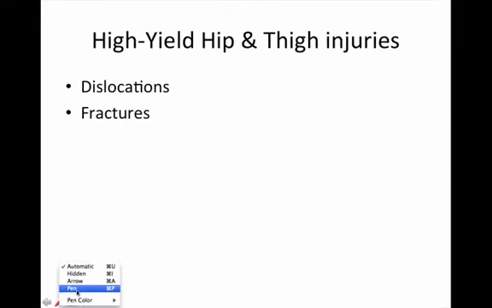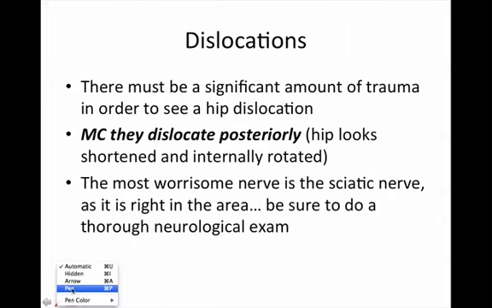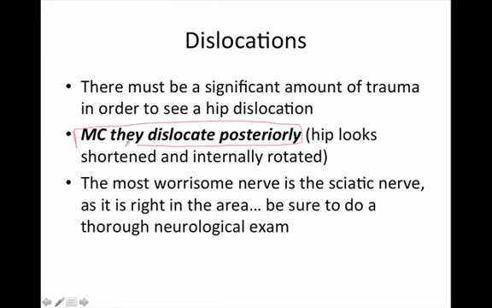Okay, next up is hip and thigh injuries. So what do we need to know about hip and thigh injuries is that we have dislocations and we have fractures. So a hip dislocation requires significant amounts of trauma in order to happen. Okay, now most commonly they dislocate posteriorly, which is the exact opposite of the shoulder, right? So how does the hip look? It's going to look shortened and leg is rotated medially.